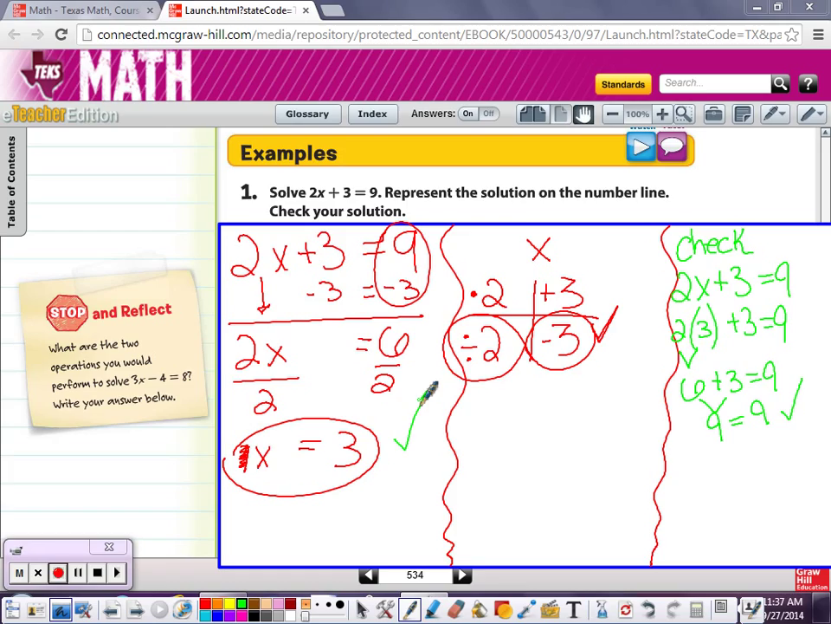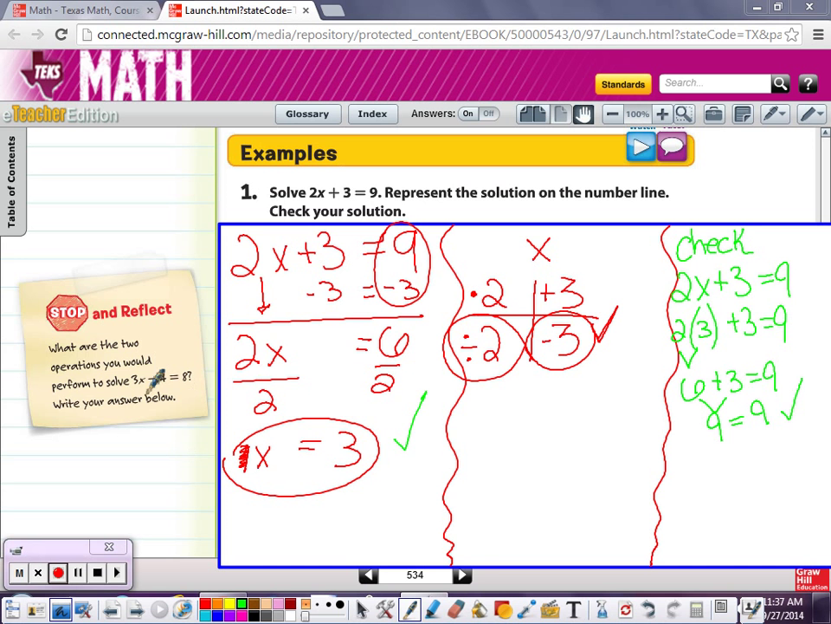If you looked over here on the left-hand side of our notes, we have something very interesting. It says stop and reflect. What are the 2 operations you would perform to solve 3x minus 4 equals 8? Write your answer below. Well, in our equation up here, the operations we had was multiplying times 2 and adding 3. What we did to solve was division of 2 and subtraction of 3.